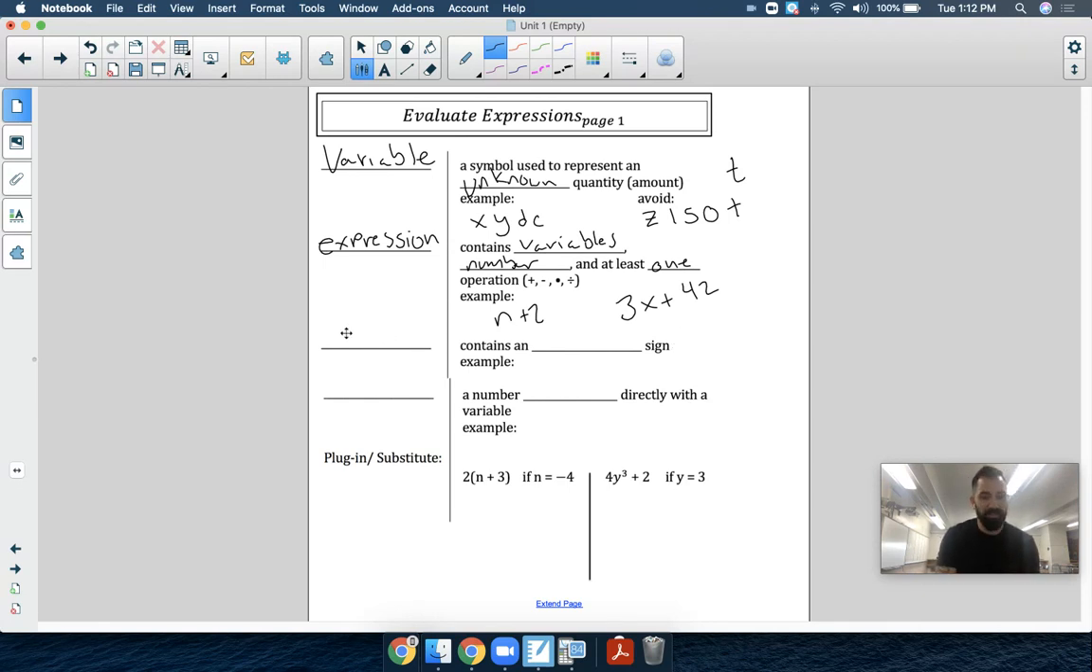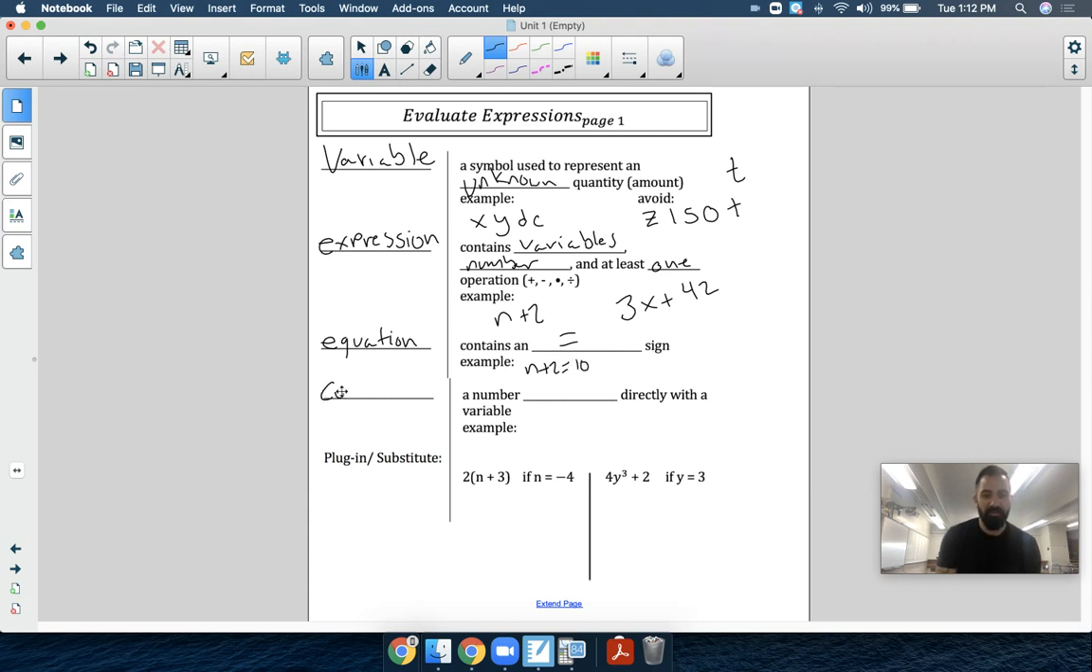Next thing we have is called an equation. This is a little bit more than an expression. It contains an equal sign. So for example, instead of just n plus 2, it would be something like n plus 2 equals 10. That's an equation.